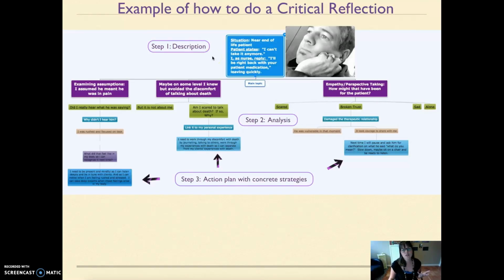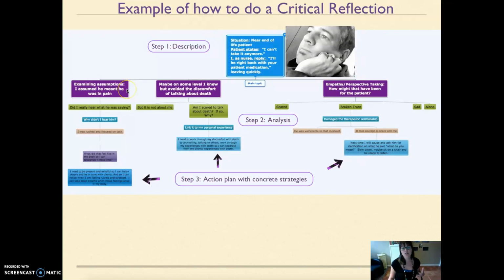So in brief, the situation is a patient is near the end of life and he says, I can't take it anymore. I, as a nurse, reply, I'll be right back with your medication, leaving quickly. So as I step back from this situation and I go to write a reflection, I examine these things.